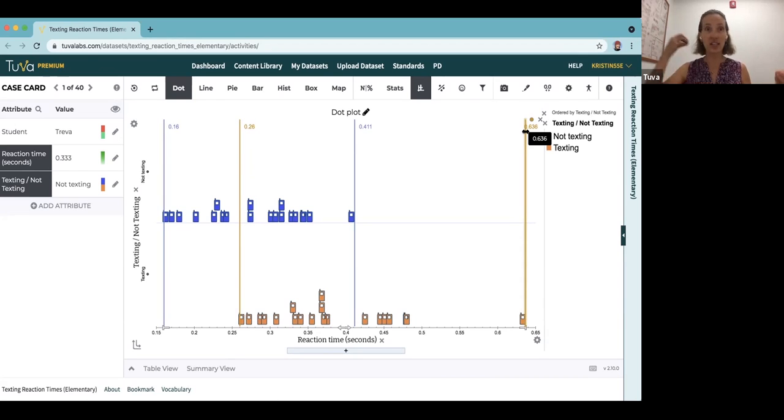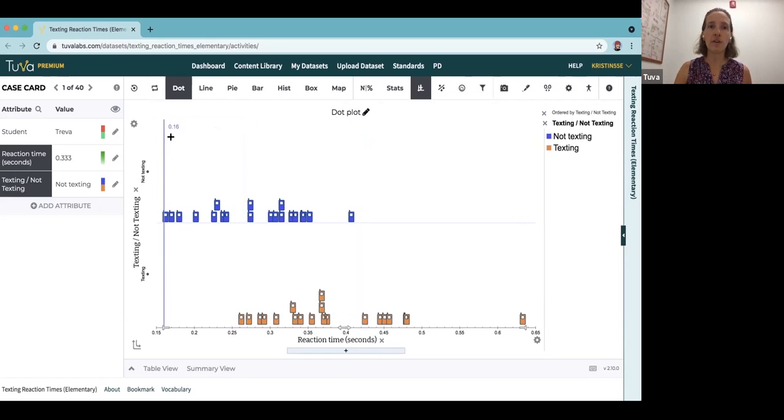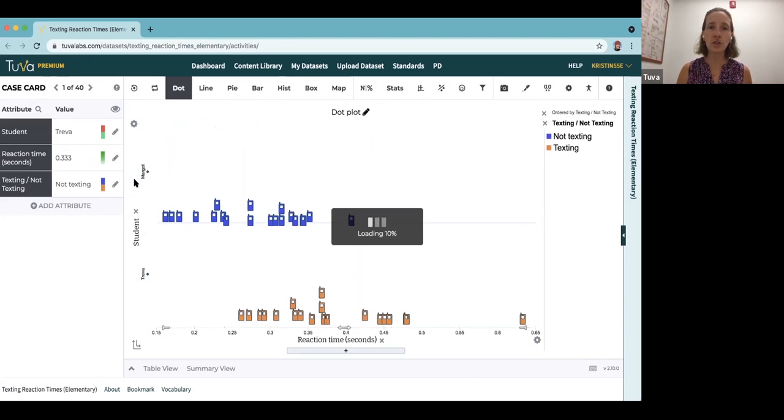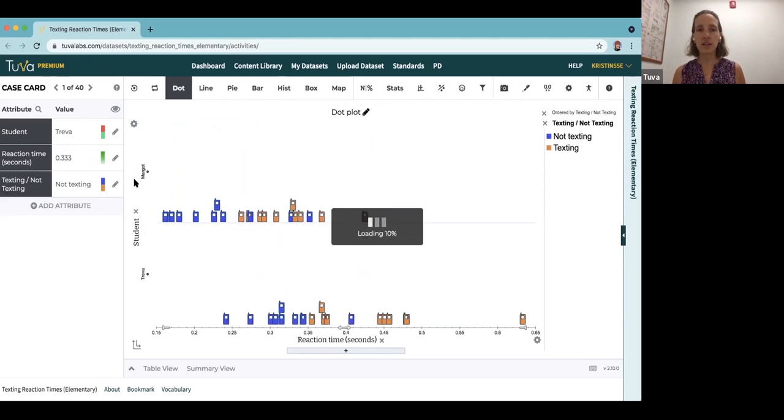Were they distracted as they were hearing that stimulus come in that their senses were picking up on? But then our next question was, how is that similar or different across these students that were doing this? Okay, so I'm going to get rid of these reference lines because we're going to change our variable. We want to look at students now, not whether or not they were texting, here on the y-axis. So I'm going to drag our students over here, and we can take a look.